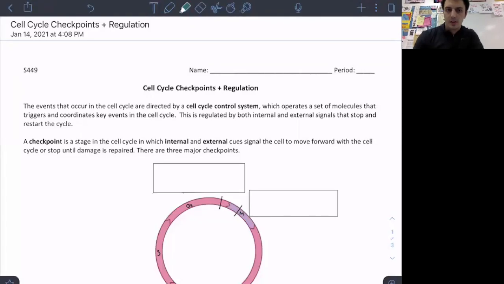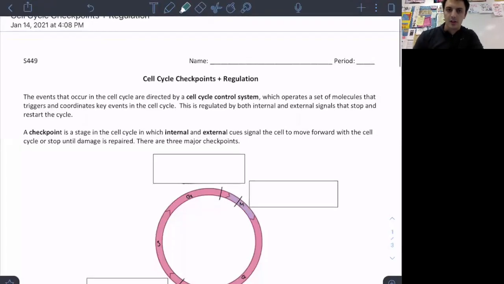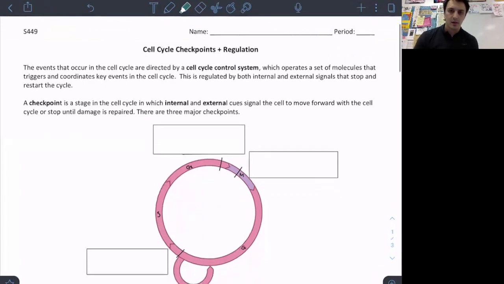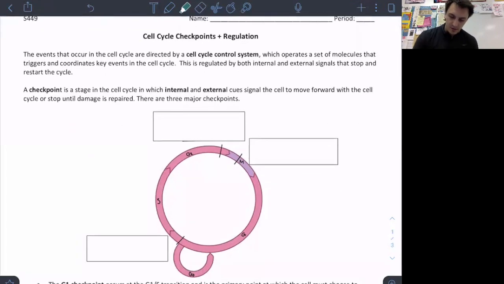Hello, everybody. We're going to be talking today about cell cycle checkpoints and regulation. We're going to be looking into how the cell cycle control system triggers and coordinates key events in the cell cycle and how it's regulated by both internal and external signals. The checkpoints, based on these signals, will tell the cell either to move forward with the cell cycle or stop until the damage can be repaired.